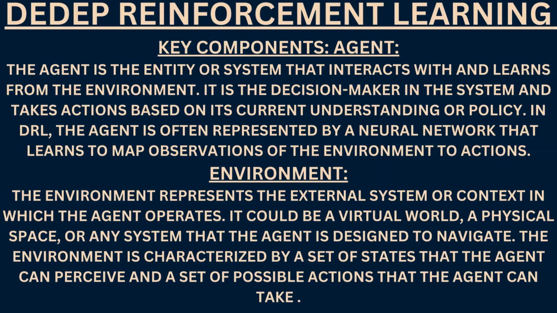Key components. Agent. The agent is the entity or system that interacts with and learns from the environment. It is the decision maker in the system and takes actions based on its current understanding or policy. In DRL, the agent is often represented by a neural network that learns to map observations of the environment to actions.